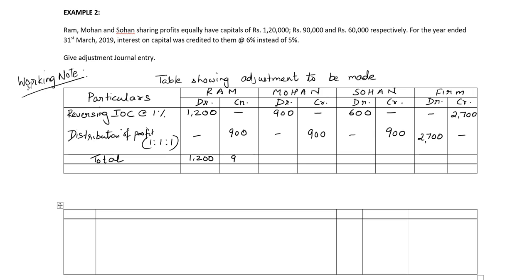The next step is to ascertain the total of each column. 1,200 debit Ram, 900 credit Ram, 900 debit Mohan, 900 credit Mohan, 600 debit Sohan, 900 credit Sohan, 2,700 debit firm, and 2,700 credit firm. We need to find out the net effect. Rupees 300 debit for Ram, nothing for Mohan, and 300 credit for Sohan.